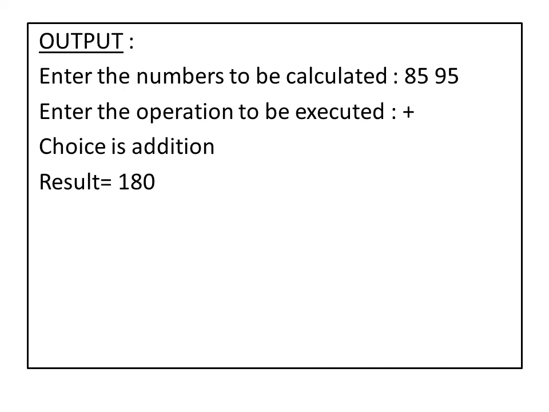We have entered the numbers 85 and 95, and the operation to be executed has been taken as plus. So the first case will be executed, and we'll print choice as addition, and the result we are going to get is the addition of these two numbers, that is 180.